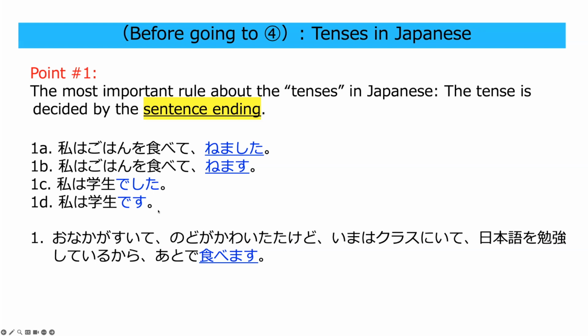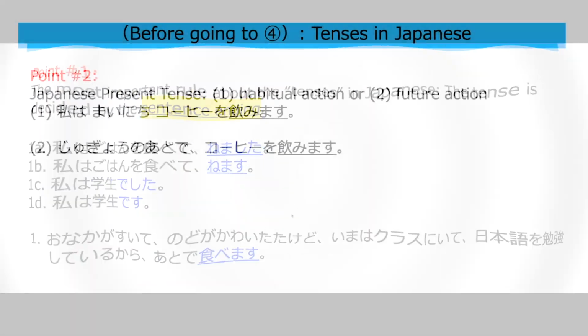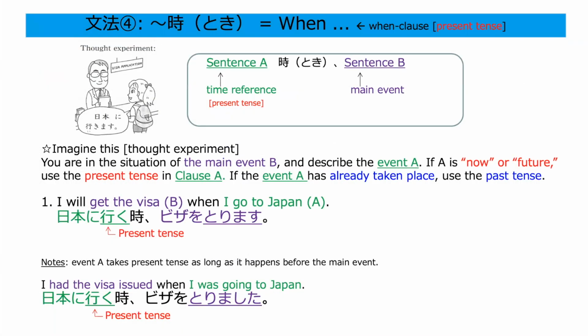So nothing difficult. So even if you encounter a long sentence at the bottom, お腹が空いて、喉が渇いたけど、今はクラスに行って日本語を勉強しているから、後で食べます。So the sentence ending is a present tense, so it is a habitual action or a future. I will eat. Right? So quickly identify the tense by the sentence ending. Okay? Then let's get to the important point.